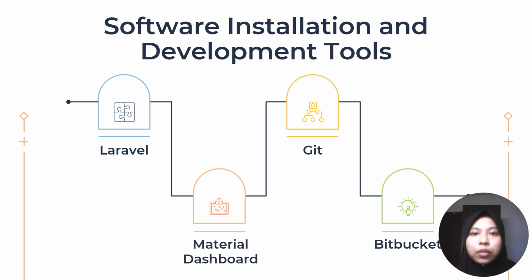Fifth is the Laravel framework as a framework for web-based development that provides powerful features such as dependency injection, an expressive database layer, queues and scheduled jobs, and unit and integration testing. Sixth is Material Dashboard as a template that provides a new design inspired by Google Material Design. The seventh software is Git as a version control software, and the last one is Bitbucket, which is used for free cloud Git-based code hosting and collaboration tools.